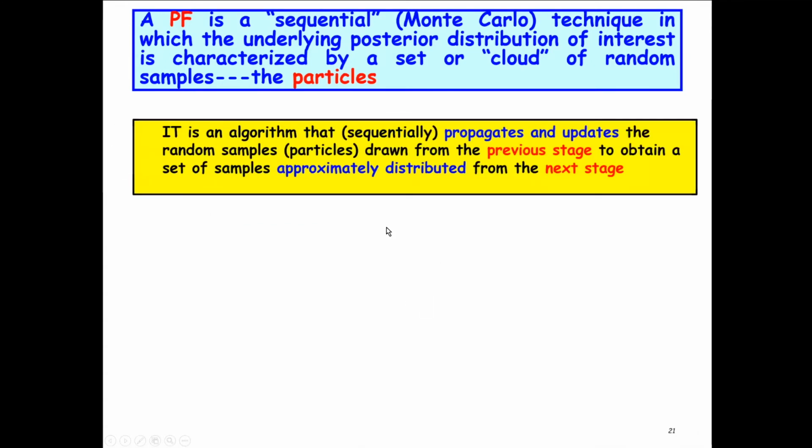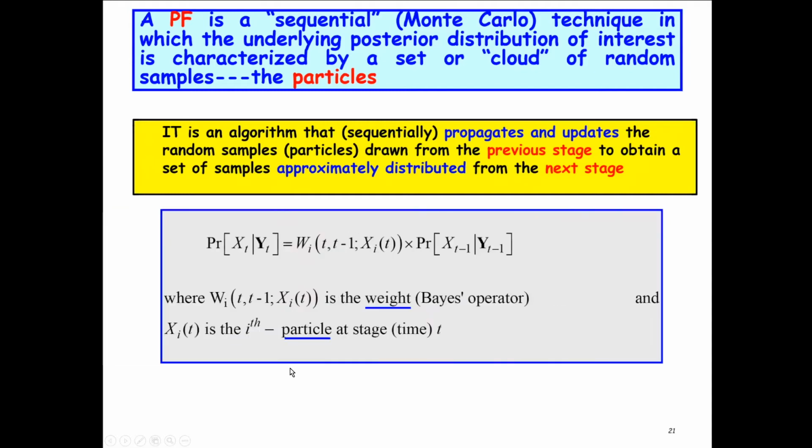So a particle filter is a sequential Monte Carlo technique in which the underlying posterior distribution of interest is characterized by a set, or cloud, of samples, the particles. It's an algorithm that sequentially propagates and updates the random samples drawn from the previous stage, as I just explained in the block diagram, to obtain a set of samples approximately distributed from the next stage. Again, this is the form of it, where we see the previous stage and the next stage, and it's the weighting function that gets calculated at each point.